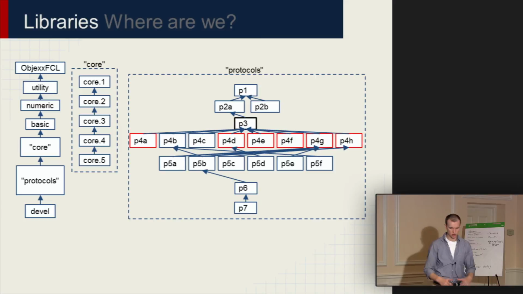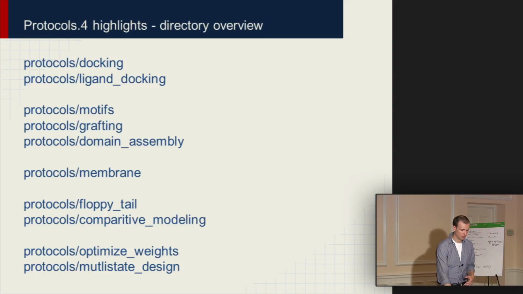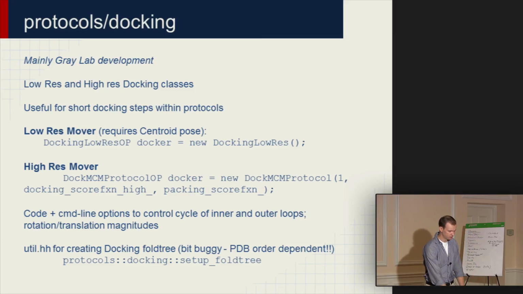let's talk just a little bit about what lives in Protocols 4. This is more of what remains of the presentation: this is code that exists, as opposed to how code works, so we're not going to go nearly into the depth. Docking lives in Protocols 4, ligand docking lives here, motifs, grafting, domain assembly. The membrane code that Rebecca is working on lives here. Floppy tail is a very widely used application. Comparative modeling, and then I'll close on optimized weights and multi-state design.